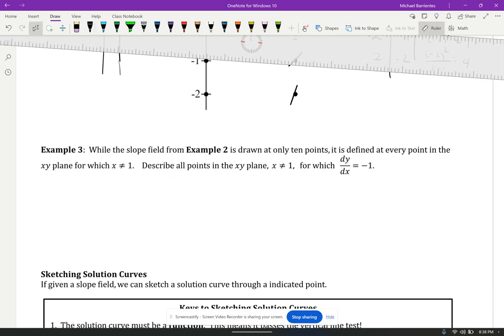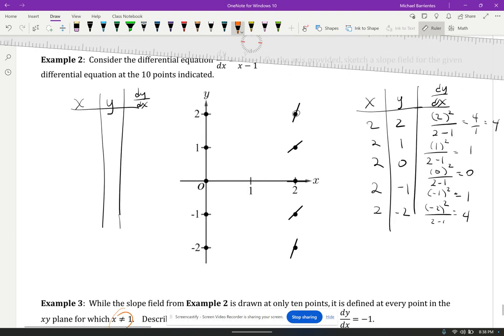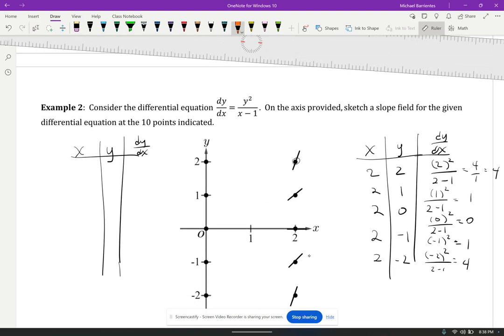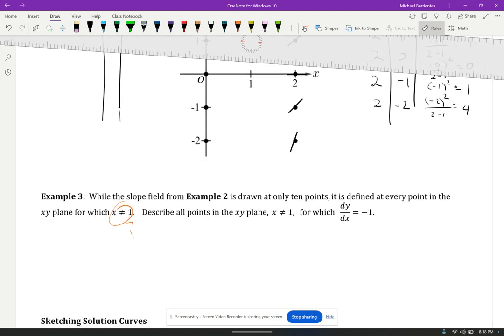It says, while the slope field from example 2 is drawn at only 10 points, it is definitely defined at every point in the xy plane for which x does not equal 1. Why is it not defined at x equals 1? Oh, because if x was equal to 1, then I would have a 0 in the denominator, and that slope would be undefined. So there is no slope field at x equals 1, but every other point will have a slope.